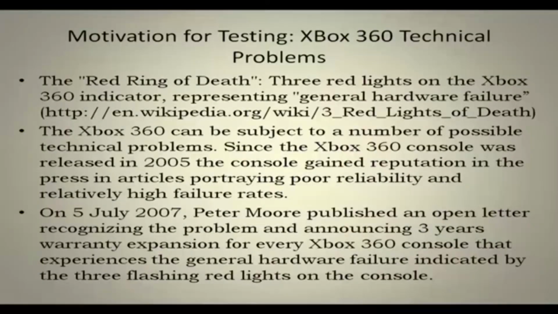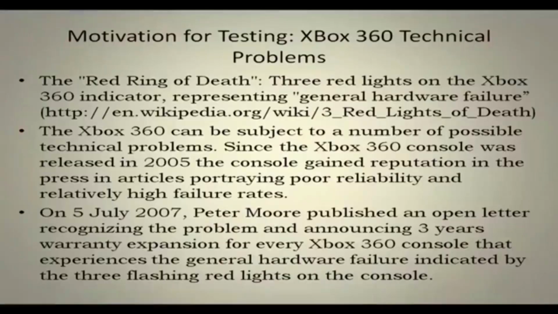So, it was designed that if a hardware failure is detected, it will glow with a red ring, 3 red lights, and then the system has to be reset. That is an error, and it started occurring very frequently. Ultimately on 5th July 2007, Peter Moore published an open letter recognizing the problem and announcing a 3 year warranty expansion for every Xbox console that experiences the general hardware failure indicated by the 3 flashing red lights. This is actually a great loss, because they need to extend the warranty because of this hardware failure.